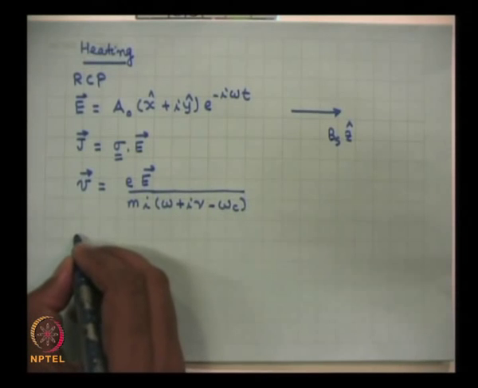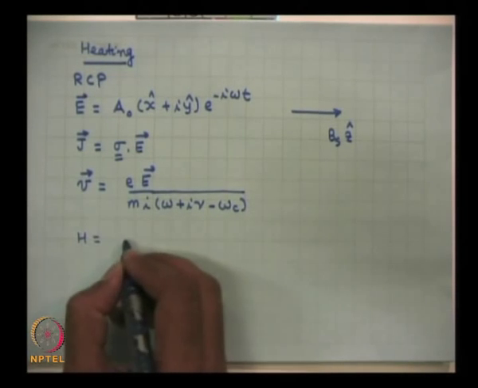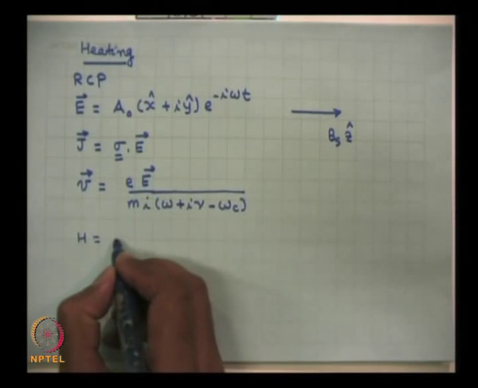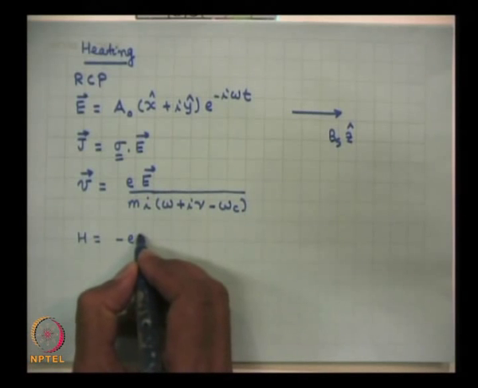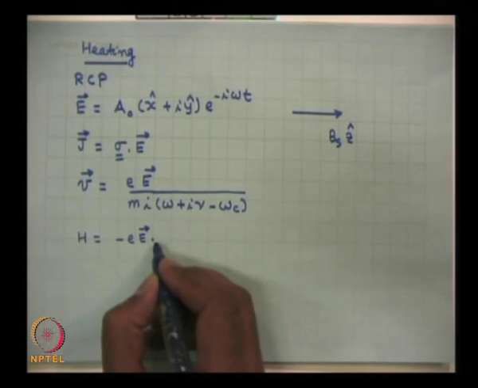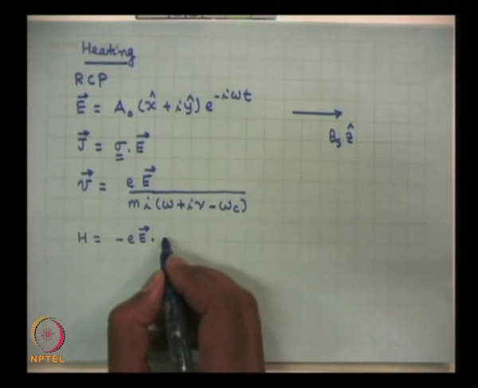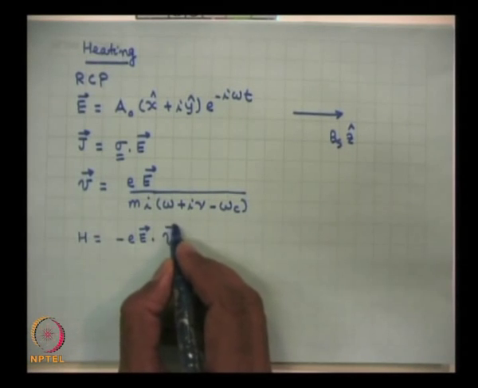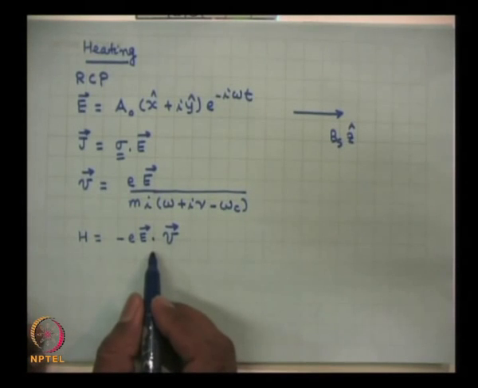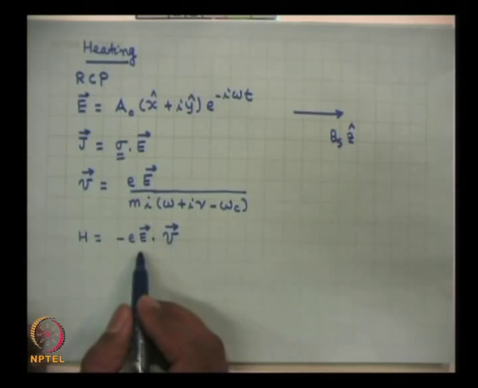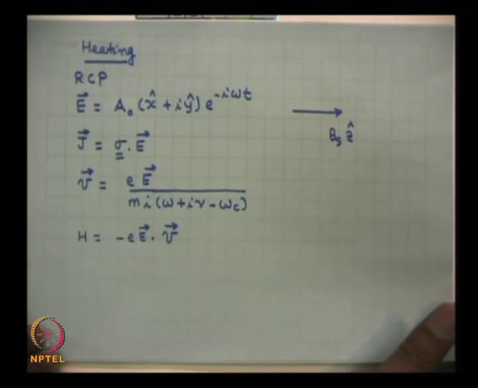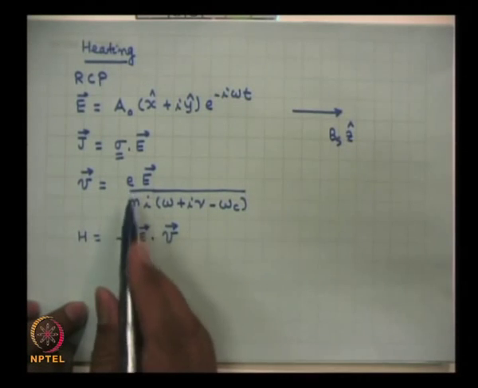So, what is the heating rate? Heating rate means the work done by the electric field per second on an electron. The force on the electron due to the electric field is minus eE. Multiply this by the distance traveled by the electron in 1 second, which is equal to velocity. So, this is the energy given to each electron by the electric field per second, or power absorption by the electron from the RF field.